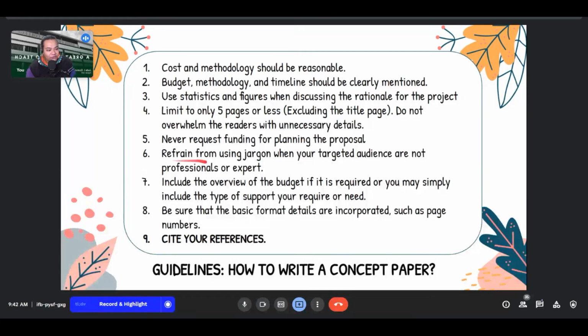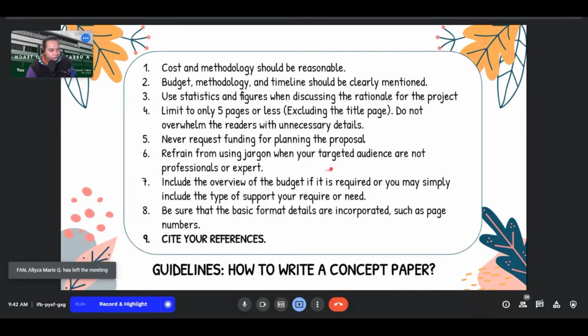Next, refrain from using jargon. Kung meron kayong specific field like STEM, wag muna kayong gumamit ng jargon when your targeted audience are not professionals or experts. Hindi naman lahat alam yung mga jargon. So for clarity, and to make sure that everyone is on the same page and they understand everything, wag po tayong gumamit ng jargon for our proposal.